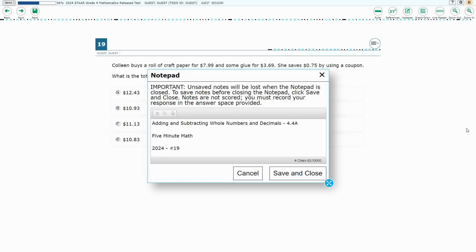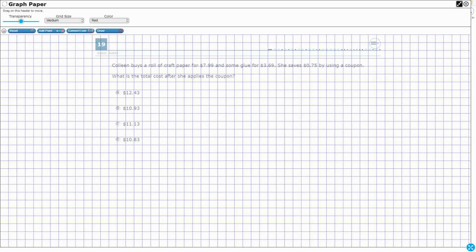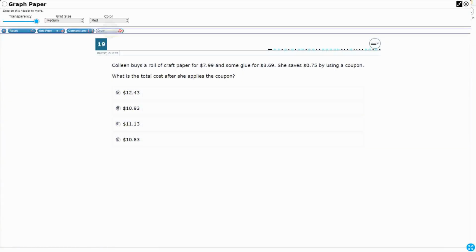Today we are looking at the fourth grade concept of adding and subtracting whole numbers and decimals. This is standard 4.4a in the great state of Texas, and we are using item number 19 of the 2024 released STAAR test. If you haven't done so already, please go ahead and take a moment to pause the video, work this problem out on your own, unpause it, and we will look at our answers together.